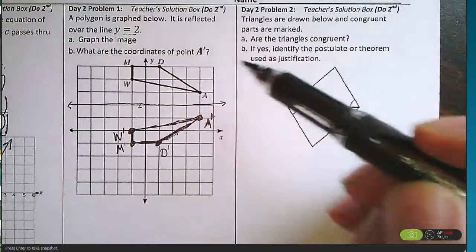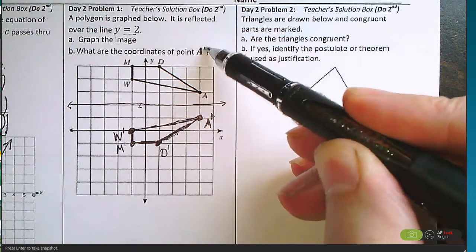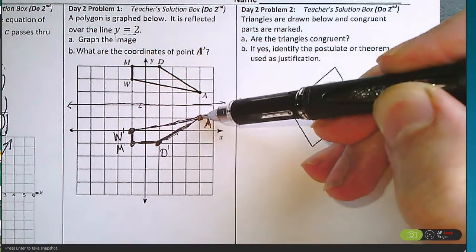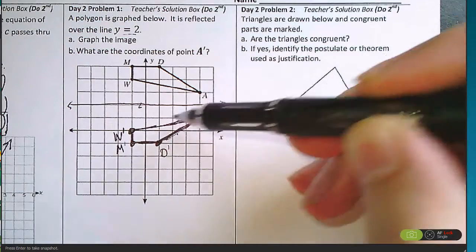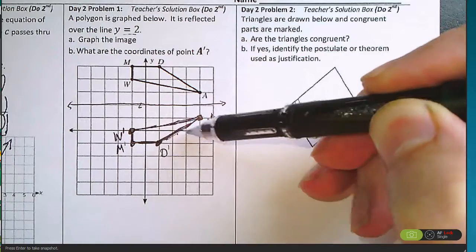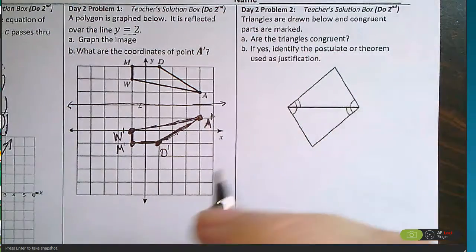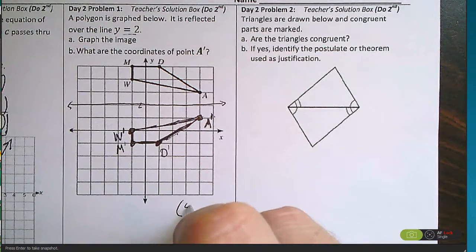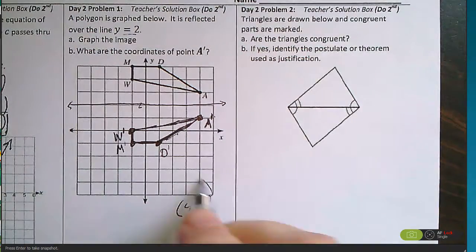Now question B, what are the coordinates of point A prime? Point A prime is located right here. This spot is the origin, so it is 1, 2, 3, 4 to the right and up 1. It is located at 4, 1.